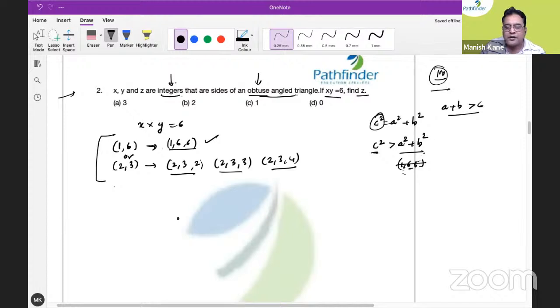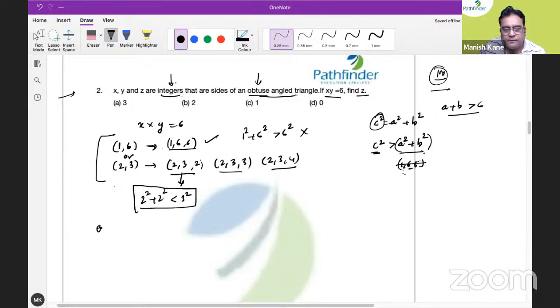But there is one more condition to be applied, that the sum of squares of the two smaller sides must be less than the square of the largest side. So here 1 square plus 6 square is greater than 6 square. It is not obtuse. What about this one? 2 square plus 2 square is less than 3 square. This one is definitely obtuse.